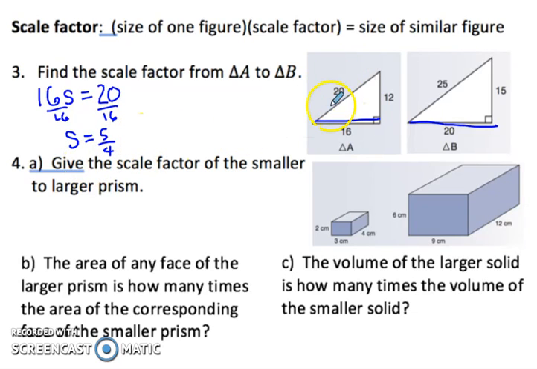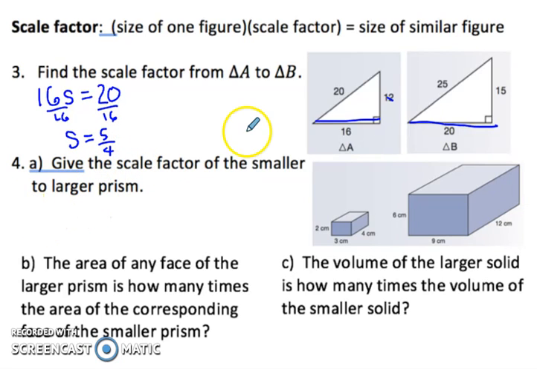Well, guess what? If I do 20 times 5/4, I'm going to get 25. If I do 12 times 5/4, I'm going to get 15. So it doesn't matter which set of sides you choose. It tells you that triangle B is 5/4 the size of triangle A. We usually will keep scale factor as an improper fraction rather than changing that to a mixed number. You just don't usually see scale factors as mixed numbers.